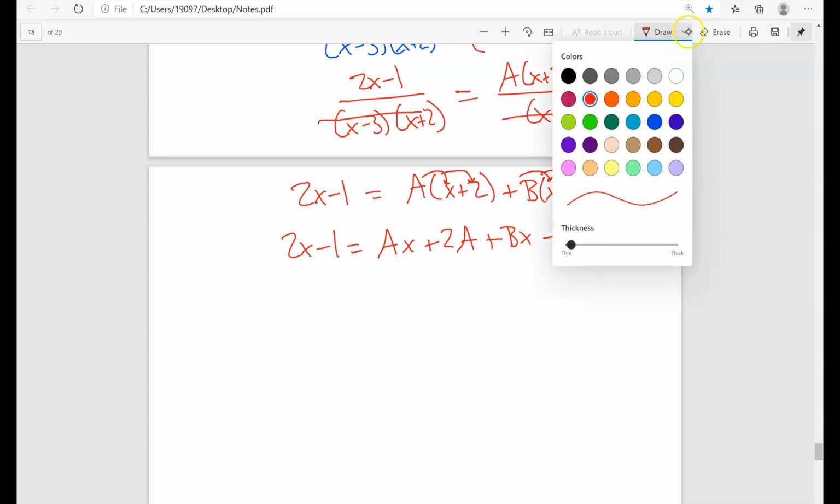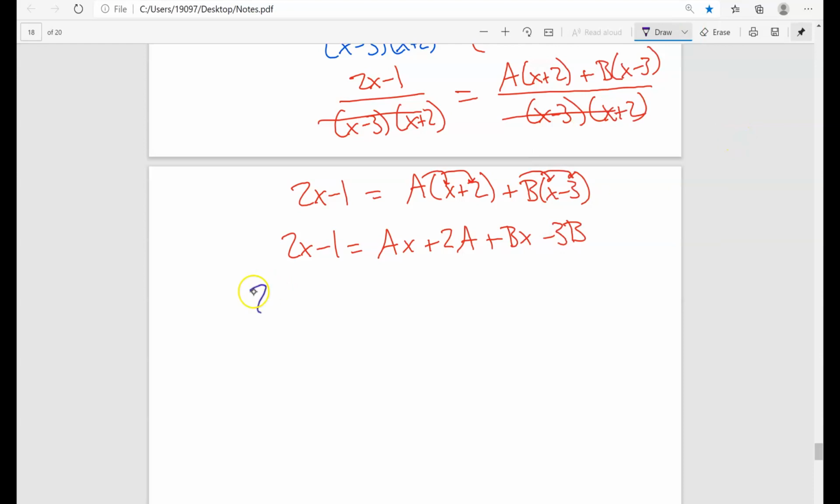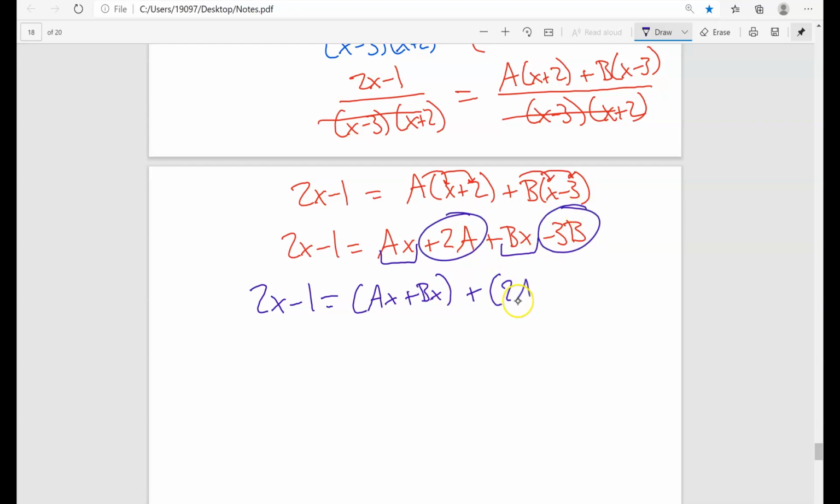Just how we did it before, we're going to group them. So 2x minus 1. Group all the x's: that's going to be Ax plus Bx. And I'm going to group all of my constants: 2A minus 3B. Okay, now I'm going to factor out the x. So 2x minus 1 equals A plus B, with x on the outside, and then 2A minus 3B on its own.